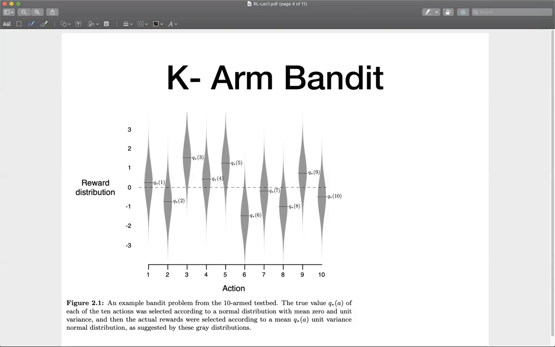So the K-arm bandit is an extension to that. Now you have a slot machine with K arms. Each one of those arms has a unique return. That's what is shown here in this picture. This is a 10-armed bandit, and you see where my cursor is, I hope.